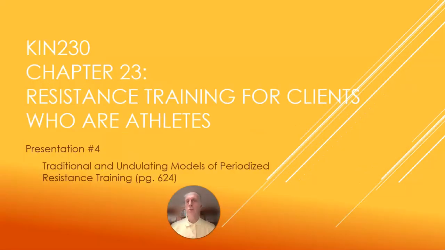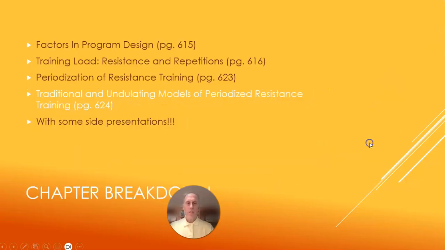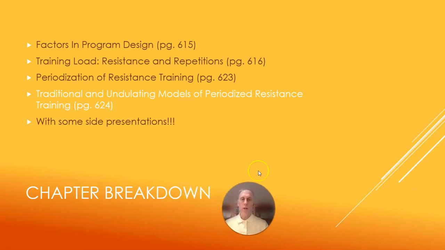This is Kinesiology 230, chapter number 23, presentation number 4. This is a talk specific to traditional and undulating models of periodization resistance training models. I also bring in some of the things I talked about in the previous presentation, where I talked about the organization of program design. So here we are and how the chapter broke out. We're in the number 4, and then we're going to get on to some of my own presentations. We're on page 624 in the book if you want to follow along.